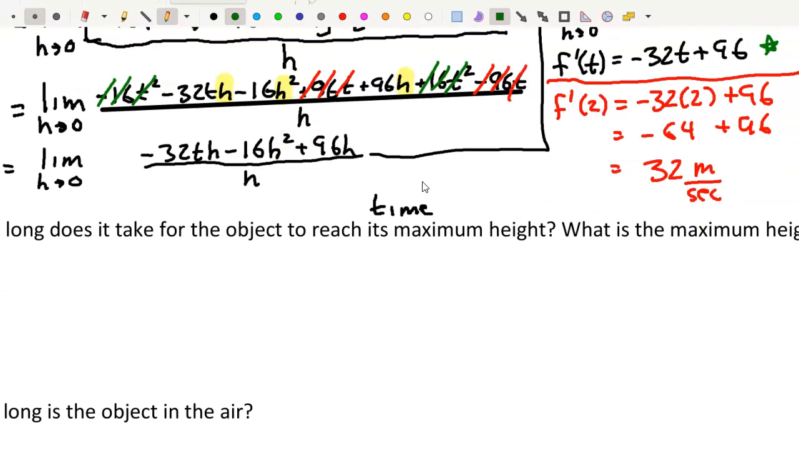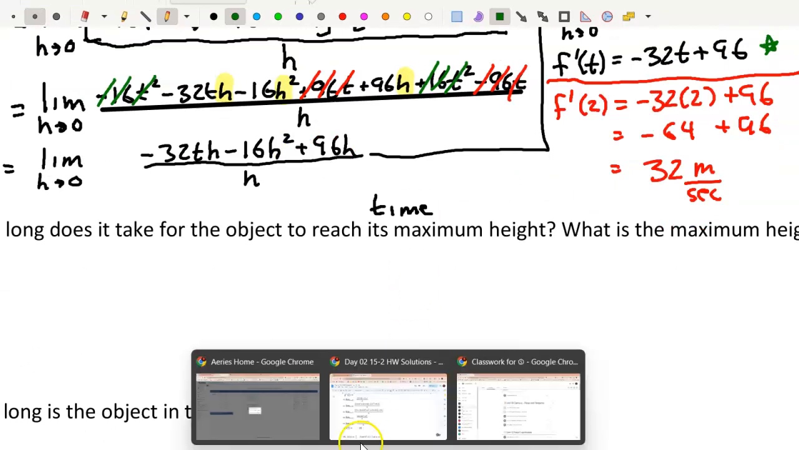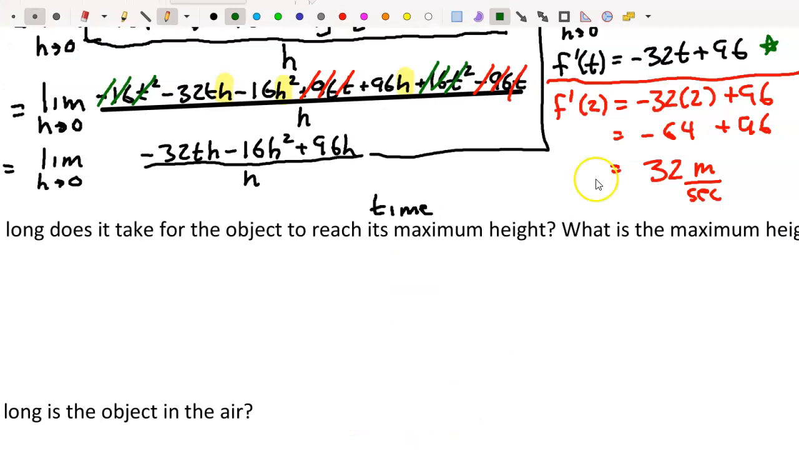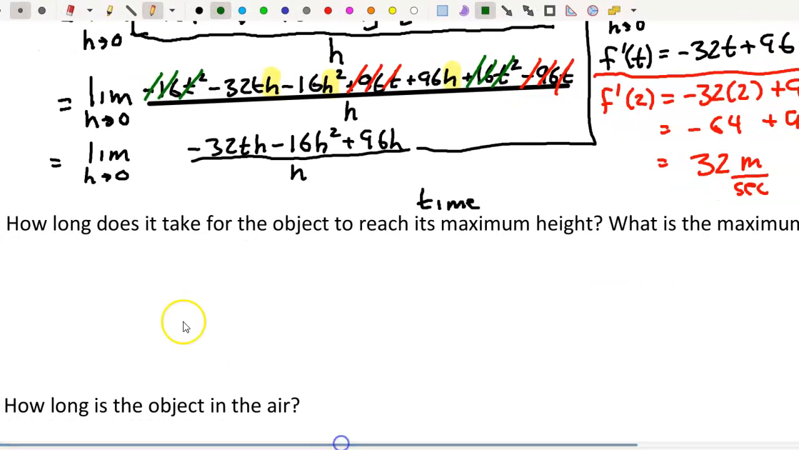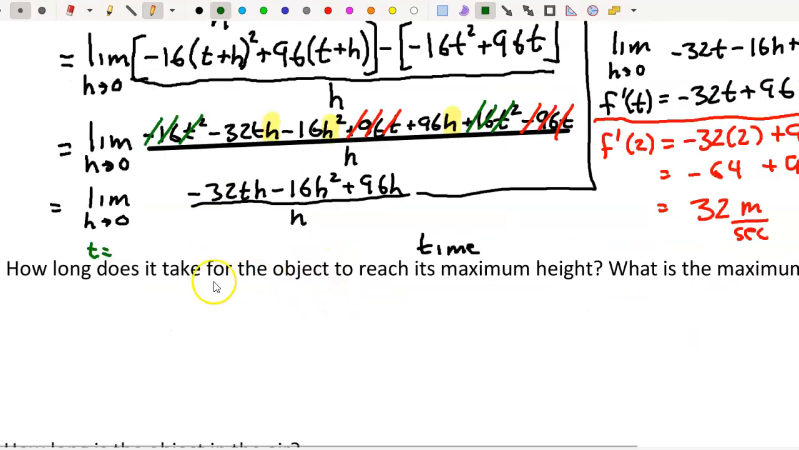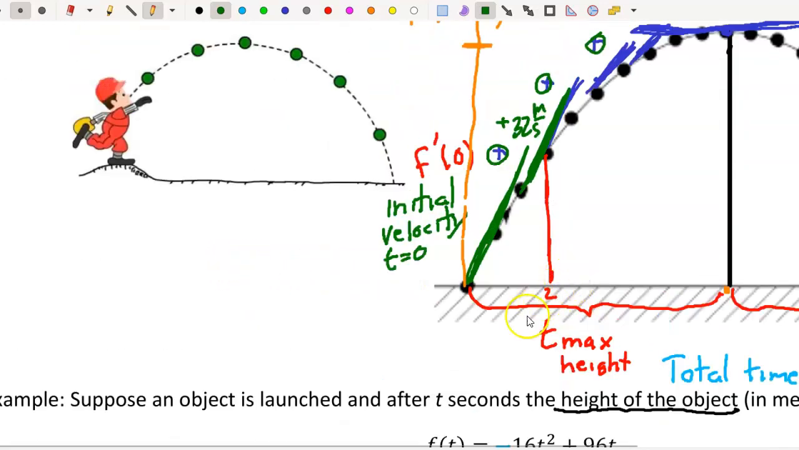So let's see here. We want to find next, where are we at? Our next part is, how long does it take the object to reach maximum height? Right, how long? So the fact that it says how long, you know our answer should be t equals something, right? It's not asking what the maximum height is, it's just saying how long does it take to get there. And going back up here, that's this.